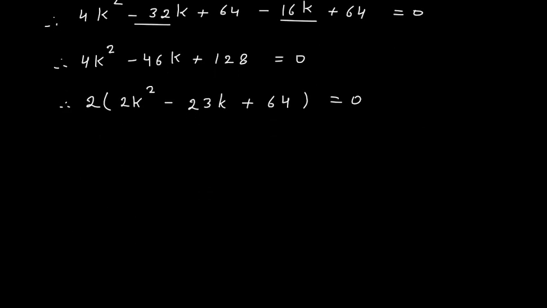So therefore finally we can say that 2k square minus 23k plus 64 is equal to 0. So either we factorize or we use the formula method to solve this problem. Let us first check. I think by factorization we cannot find it out.